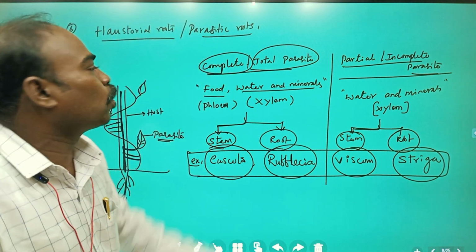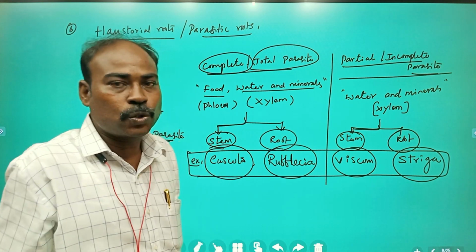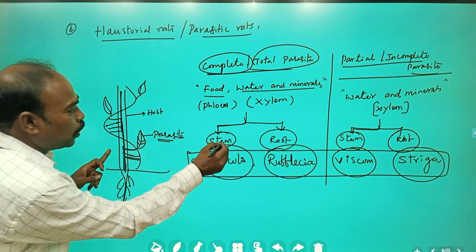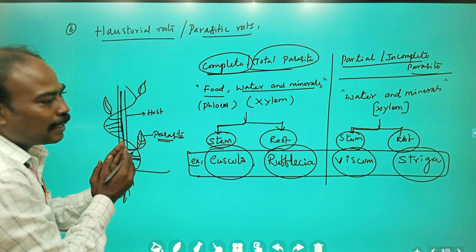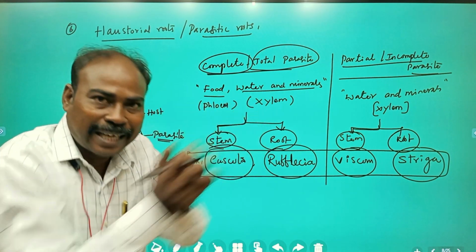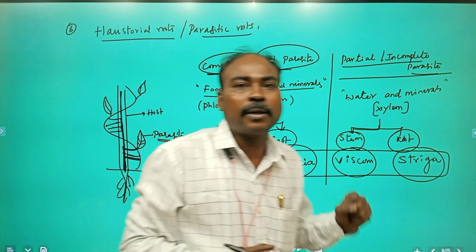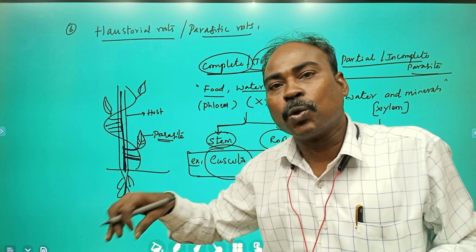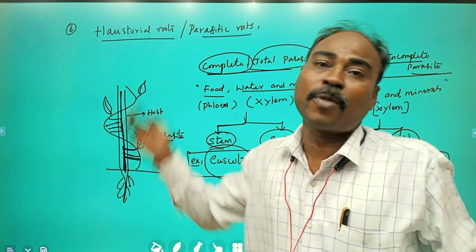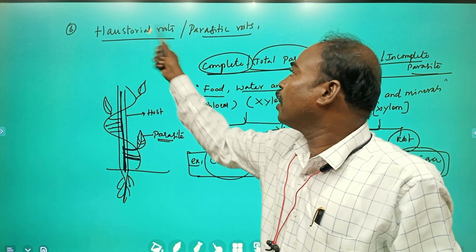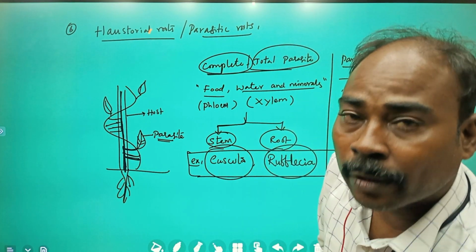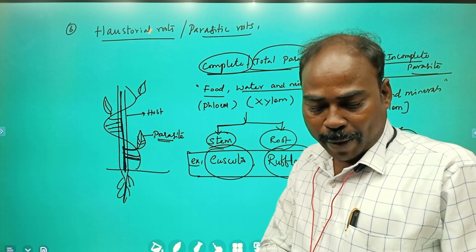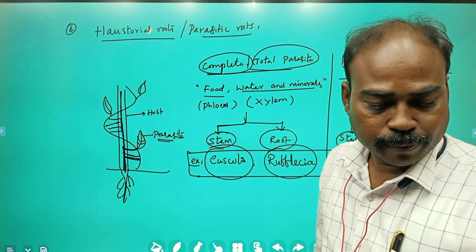So this is about haustorial roots or parasitic roots. The roots which are able to absorb water and food from the host plant, or steal or grasp the food, water and minerals from the host. Such specialized roots to derive food and water from the host plant are said to be haustorial roots or parasitic roots.